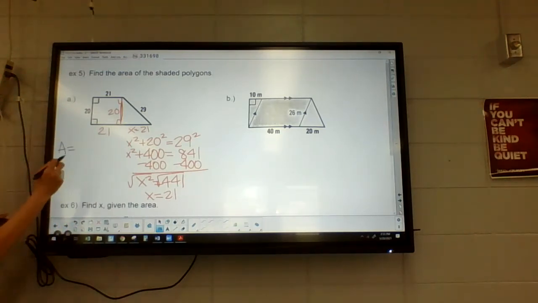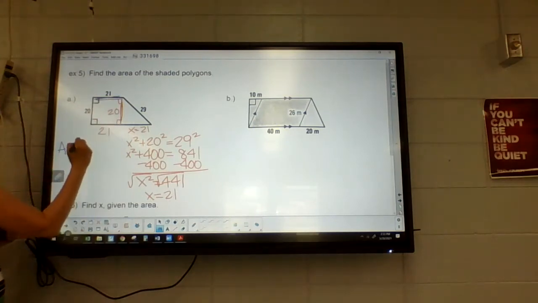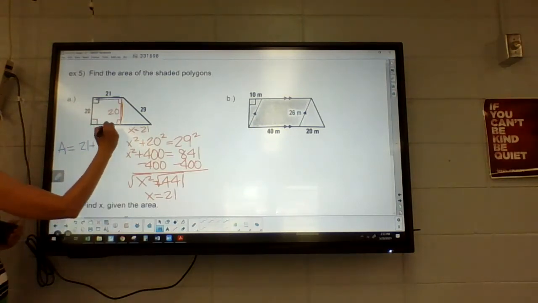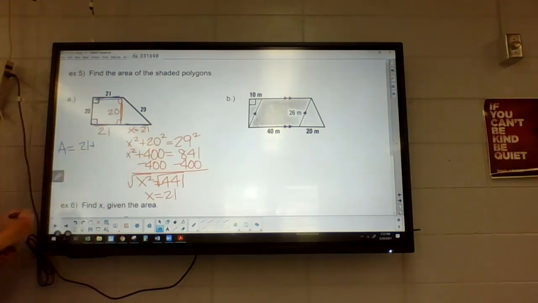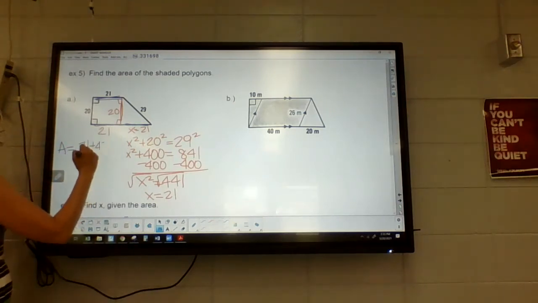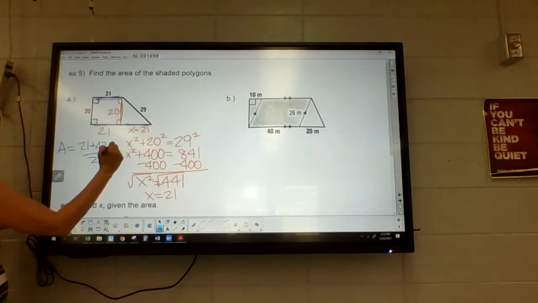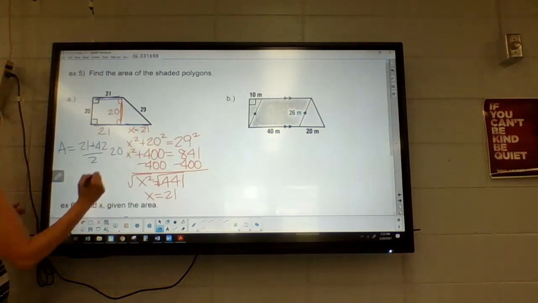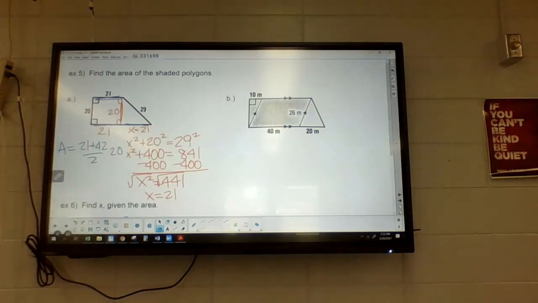So base 1 plus base 2. Here base 1 is 21. Base 2 is this whole thing, which is 21 and 21, which is 42. Divided by 2, multiplied by the height, which is 20. Like I said, I feel like the trapezoid formula is a little more efficient than taking that as a rectangle and a triangle.